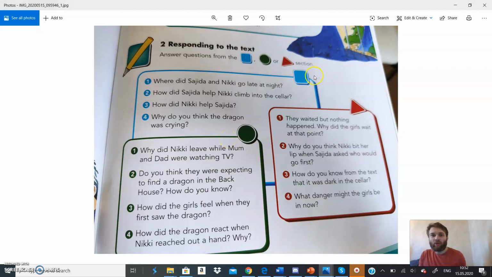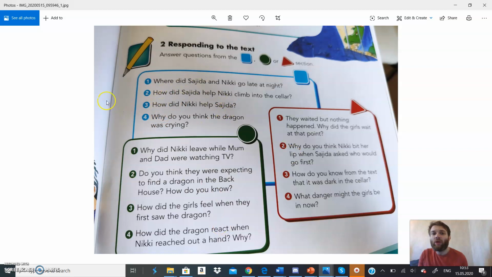Now, the three different shapes, squares, circles, and triangles, are basically three different levels of difficulty. Starting with the squares being the easiest and the triangles being the hardest, with circles somewhere in the middle. But I would like you all to have a go at trying to do all of the questions in all of the boxes.